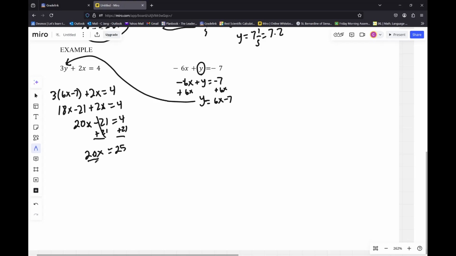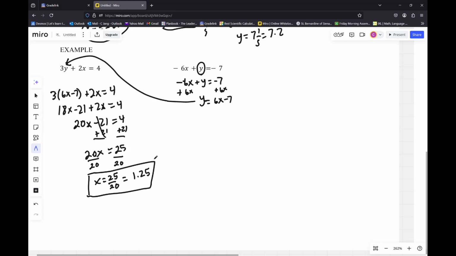How do I solve for x? I'm going to divide by 20, divide by 20. I get x is equal to 25 over 20, which comes out to 1.25. So x is equal to 1.25. Yay. All right. What do I do with that?